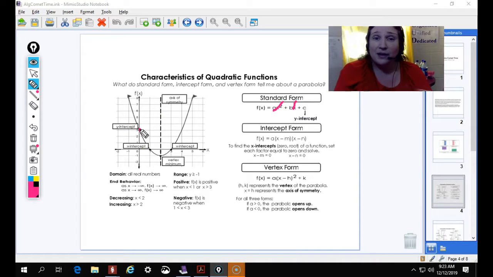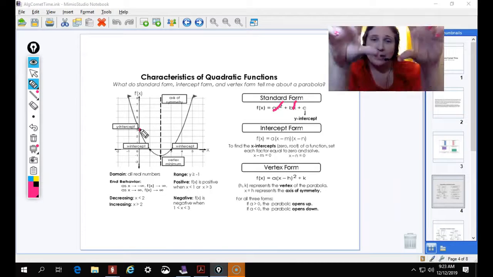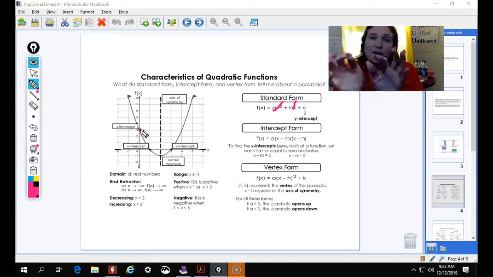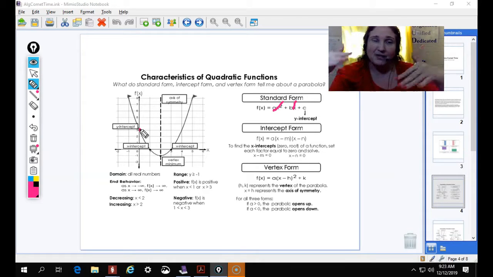In order to find our x-intercepts, that's when you're going to have to factor. And when you factor, we get our factor pieces, and then we have x equals something, and that's where we get our points on the x-axis. We're going to do examples. Don't worry about it.